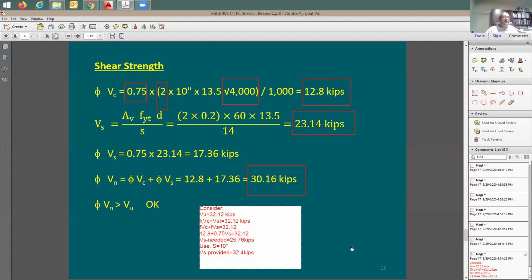So let me review this again. Yes, Ramin. Right now we have the VS needed, 25.76, and we could insert that in the V sub S equation. Instead of 23.14, we put 25.76, and instead of 14, just put S and then calculate. And I think we come up with the number 12.5.